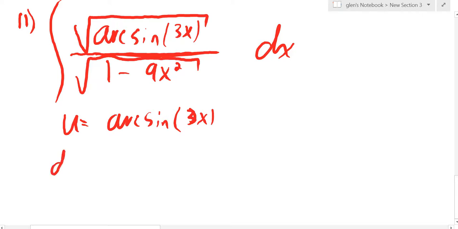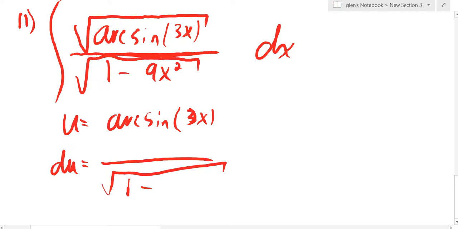Which makes du, you've got to remember your derivative rules here, 1 over the square root of 1 minus the inside squared. So that's 9x squared. You see that in our integral? Times the derivative of the inside of the original thing, which is 3x. So the derivative of that is 3. And you've got a dx.